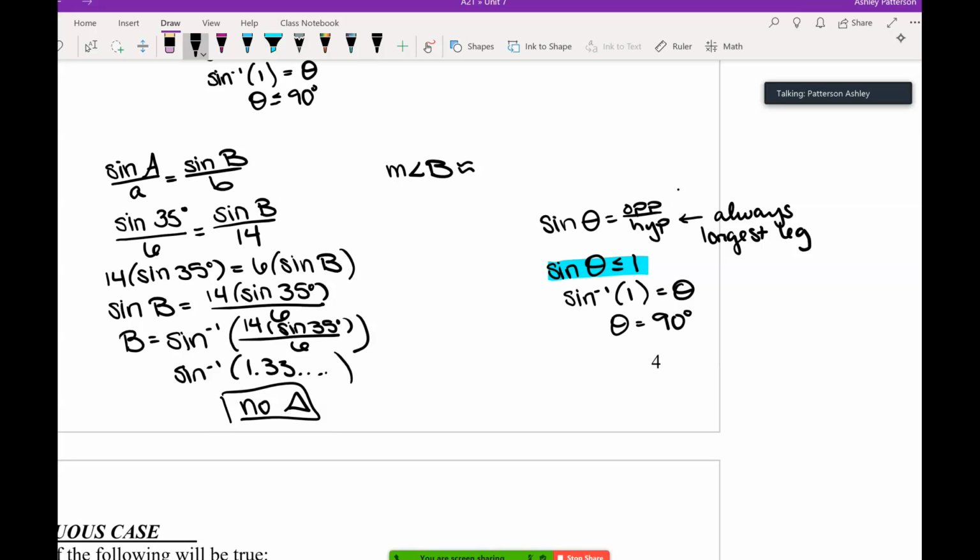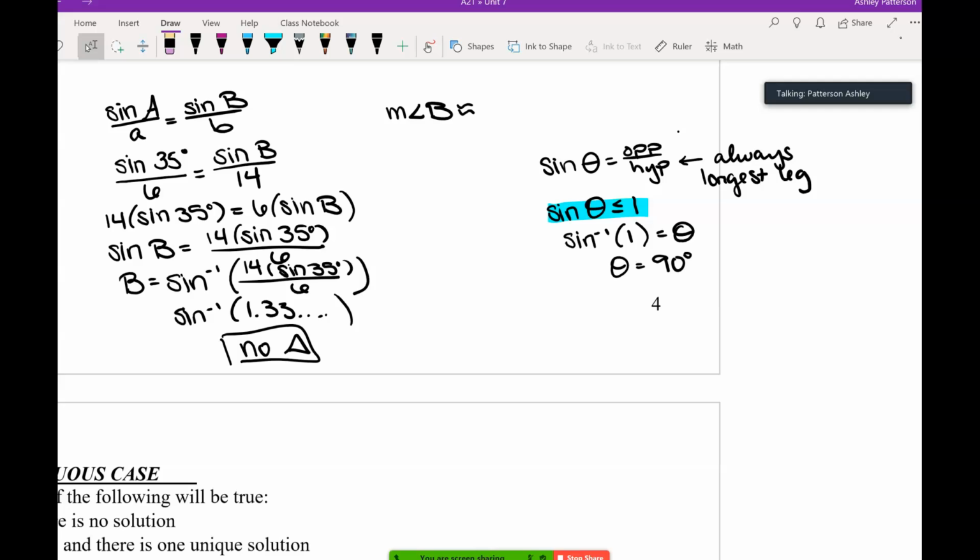The given information is not possible for this triangle. The second piece of information is that if the inverse sine of 1 is 90, that means that we will never get an obtuse angle from using the inverse sine. When you're using the inverse sine, you're always going to get an acute angle measure. Why? Because of this whole relationship.